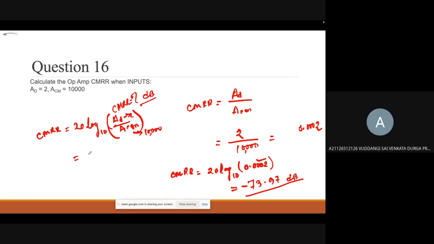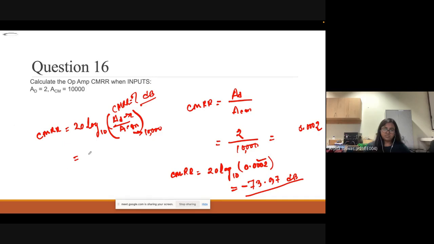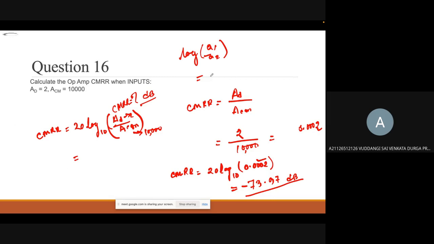Ma'am, I have checked it, it is right, but converting individually into decibels, we think it's wrong, ma'am. So you can do it as 20 log to the base 10 of AD minus 20 log to the base 10 of 10,000. You know the formula, log of A1 by A2. How can we write it individually? Log A1 minus log A2.